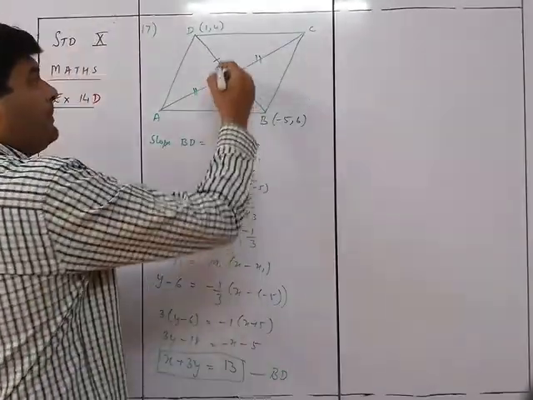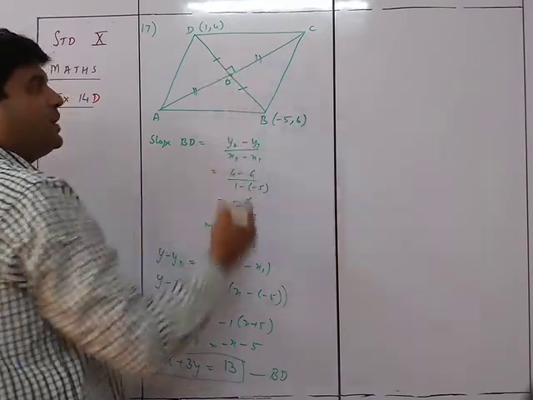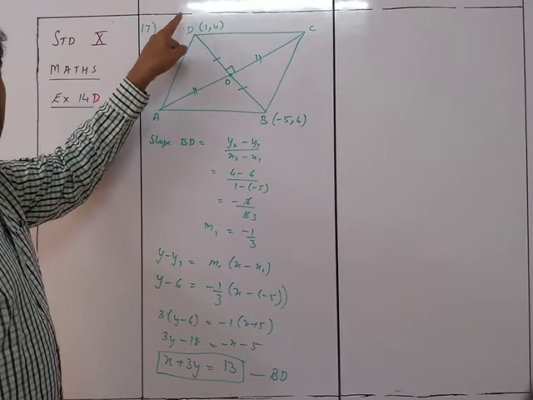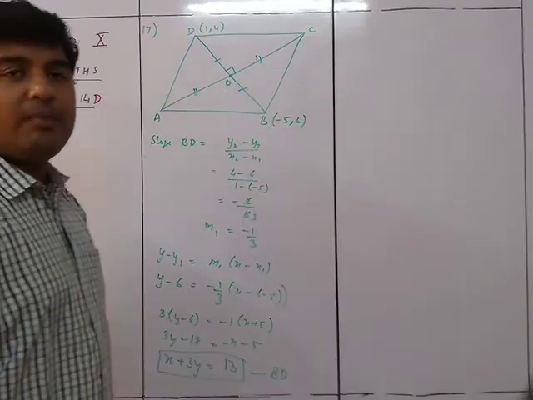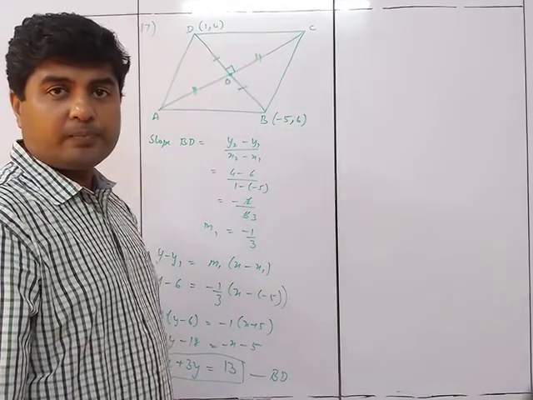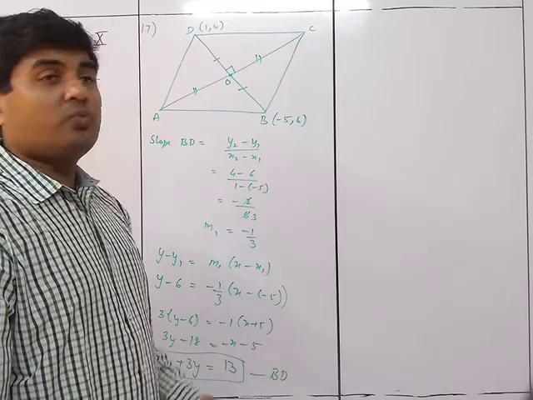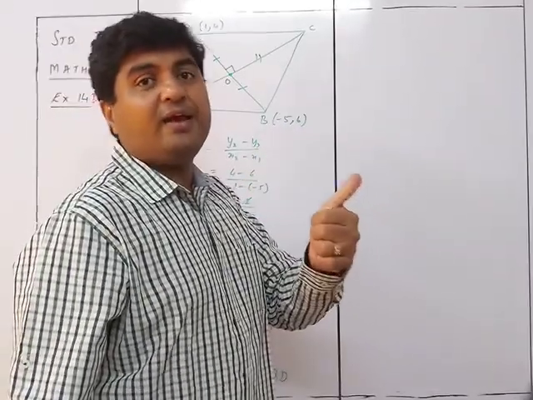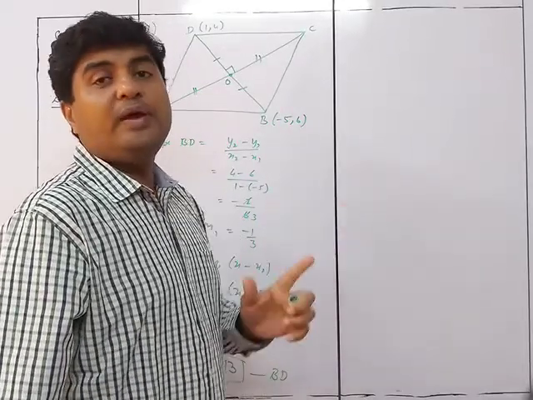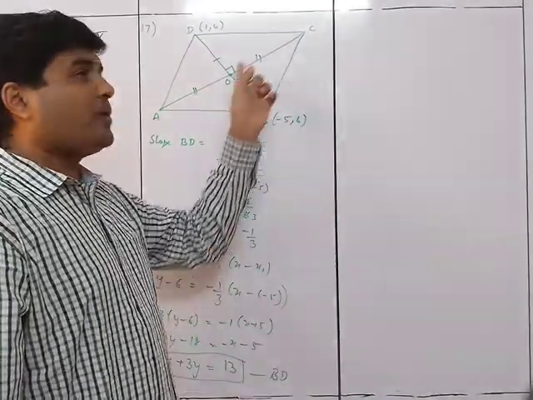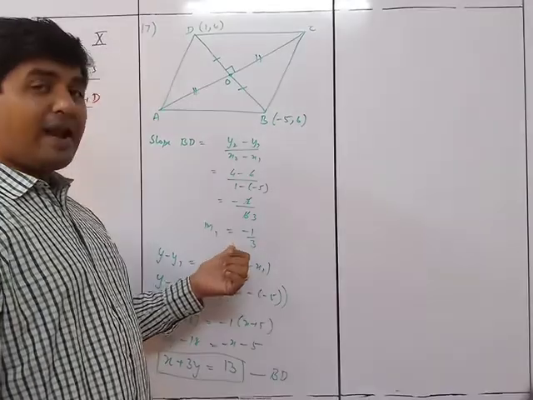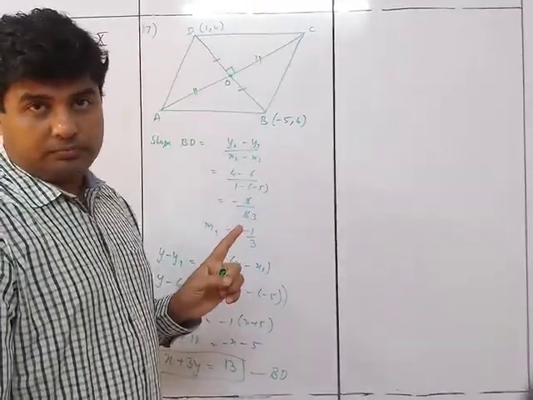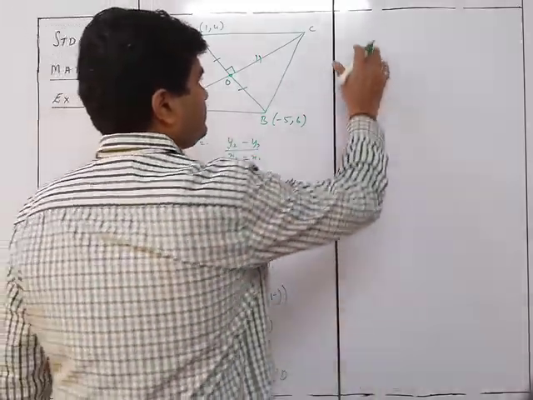And another thing is perpendicular. So there is a perpendicular sign over here. That means the slopes of BD and AC will satisfy m1 into m2 is minus 1. Got it? So for AC, we don't need A, we don't need C, we only need the slope of AC from this m2 and we need the midpoint O. So let's find out both of them.